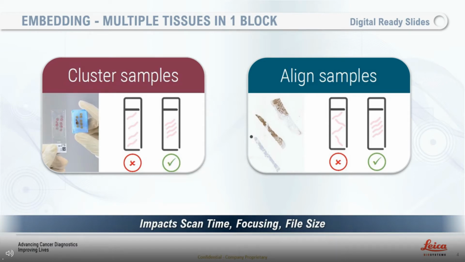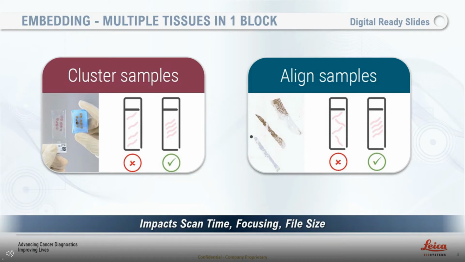So for this, I'm going to start at embedding, and this predominantly pertains to when you're embedding multiple tissues in the one block, such as needle core biopsies, for instance. And the first piece is to cluster the samples together. This follows some of the best practice that you would typically have anyway at embedding.